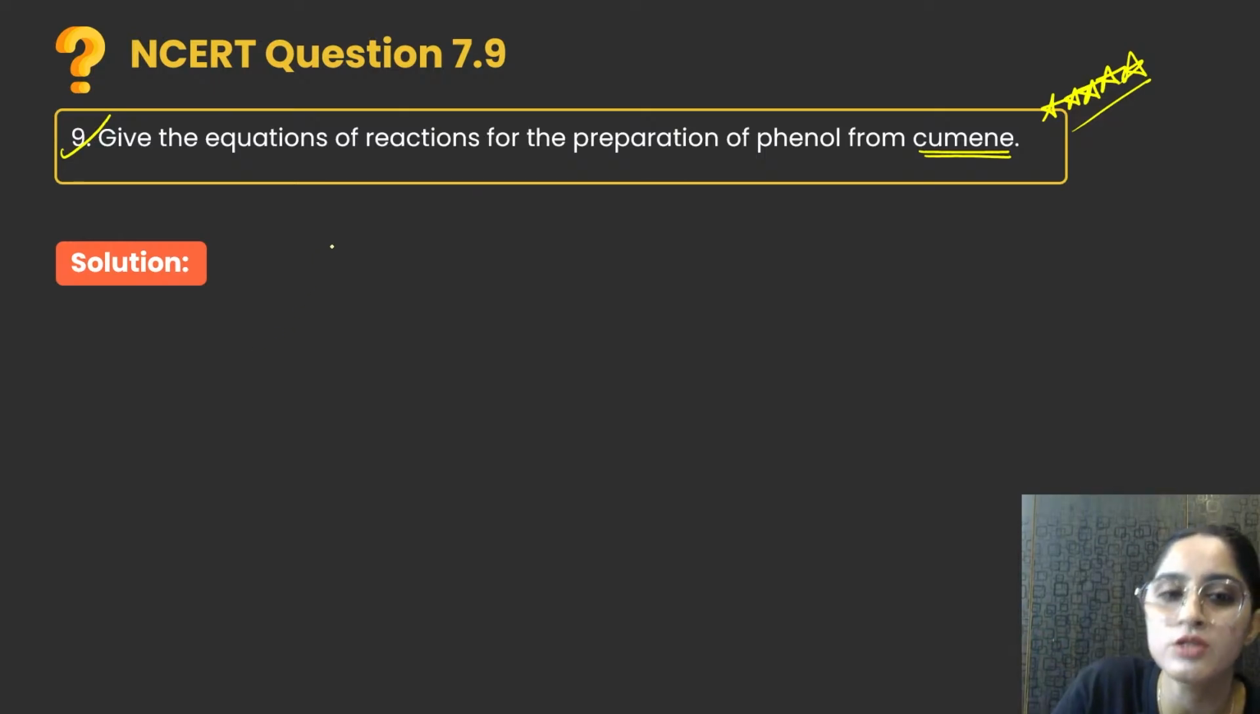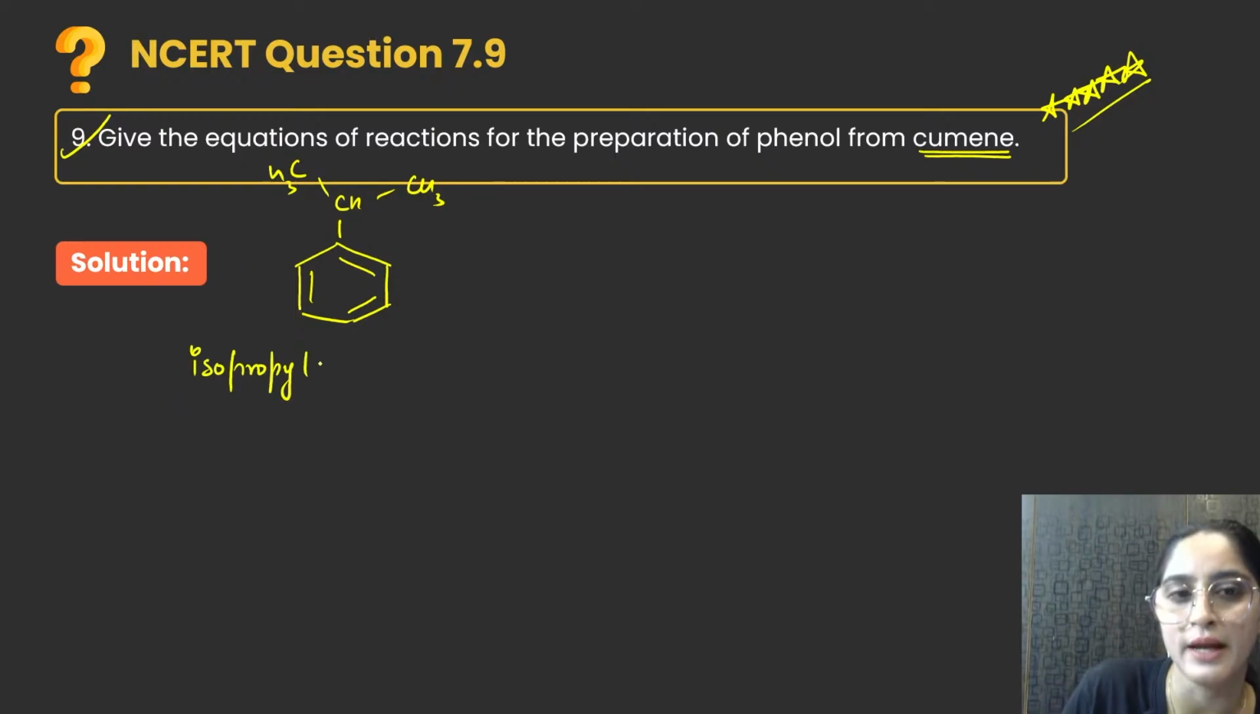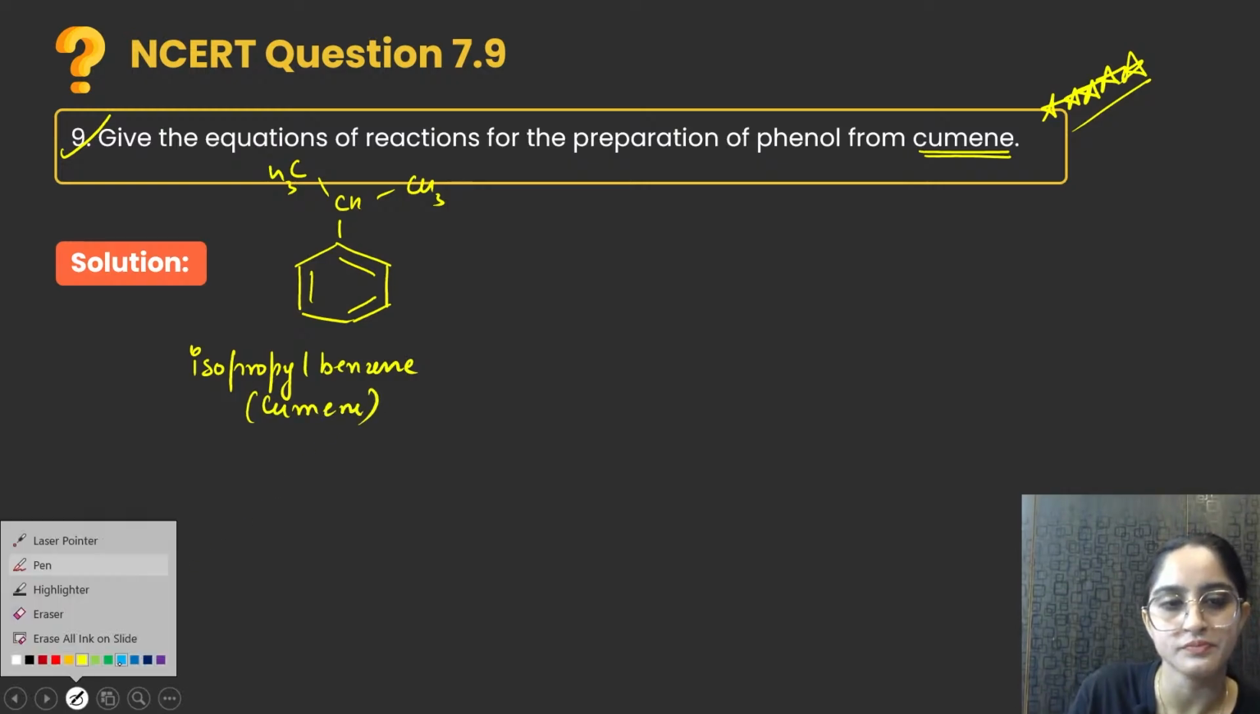So basically, what is cumene? Cumene, beta, it is this. It has CH3, it has CH3. What is the IUPAC naming? It is basically isopropyl benzene. That is your cumene. The common name is cumene, and it is very famous by that name.